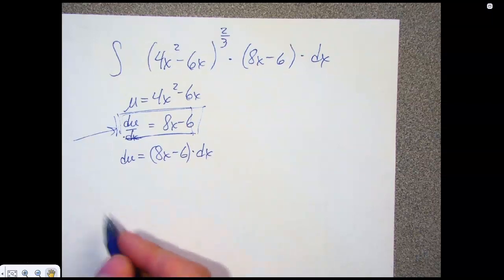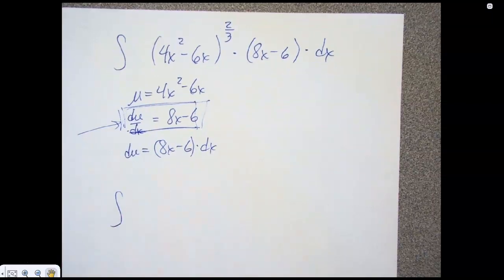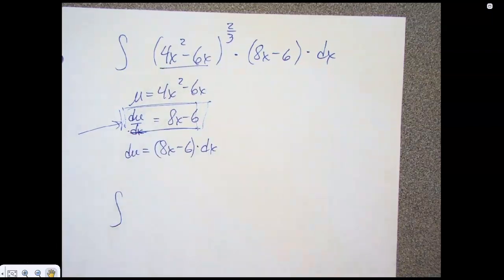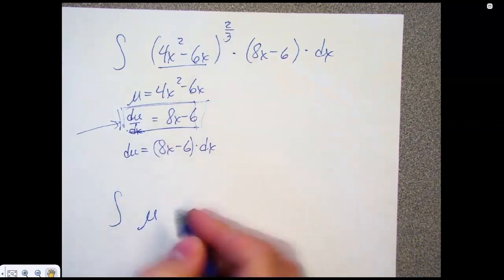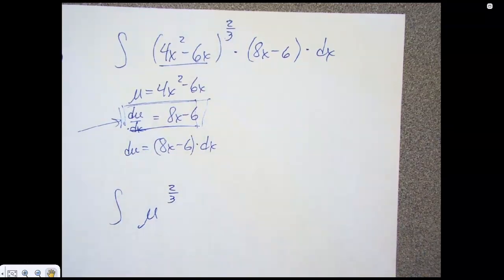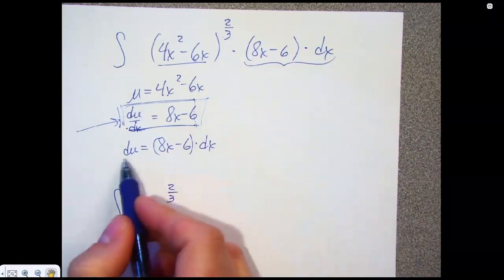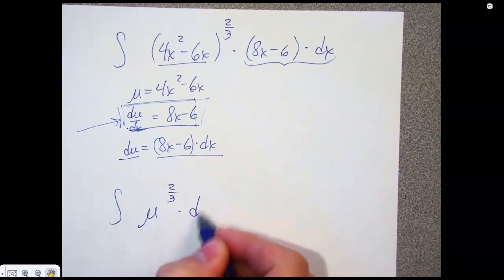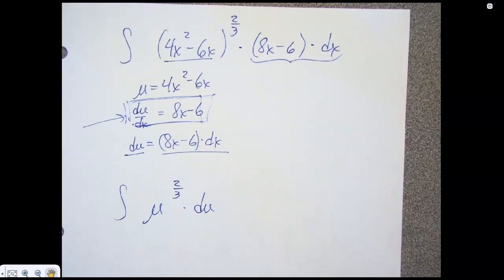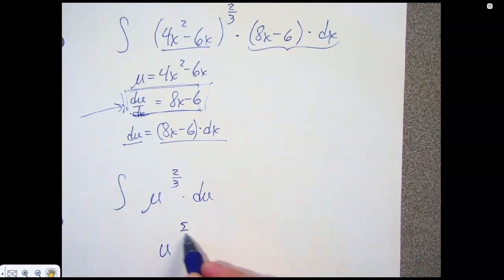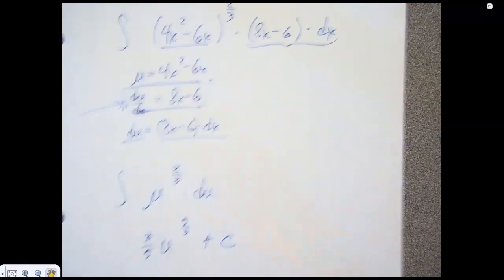And now I'm going to go back to my original equation and rewrite it, but not with x anymore, with u. So instead of putting 4x squared minus 6x, what am I going to do? I'm going to put u. That 2/3 power is still there. And then instead of putting 8x minus 6 times dx, what am I going to do? du. Fair enough? We okay? Now integrate. So add 1 to the power. Multiply by the reciprocal of the new power. Don't forget your plus c.